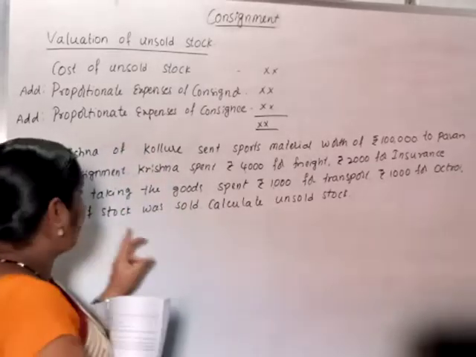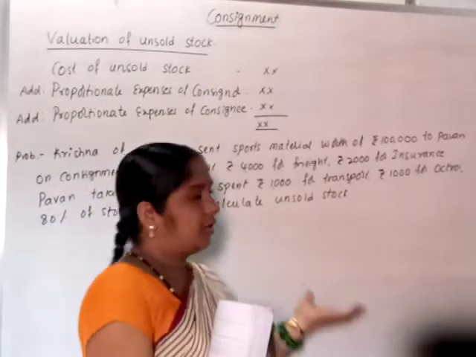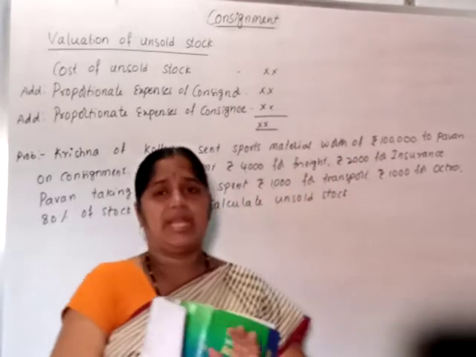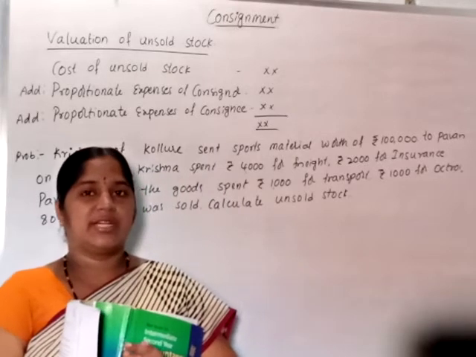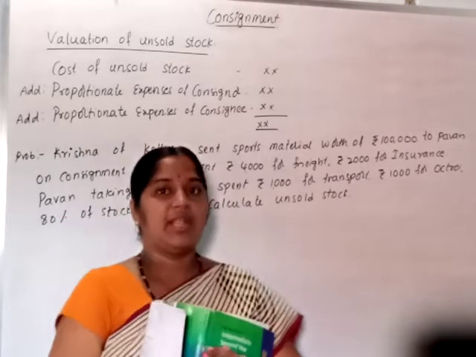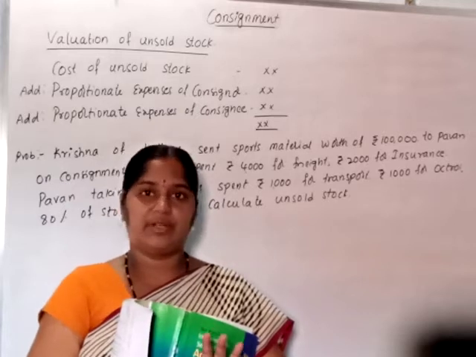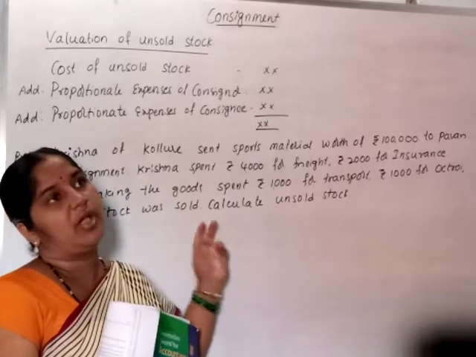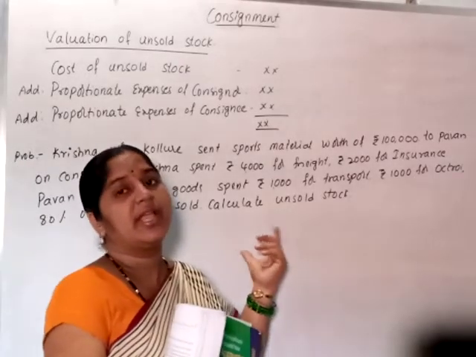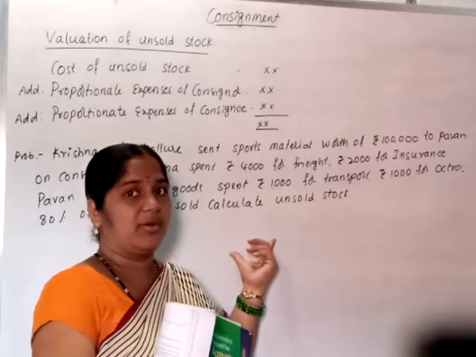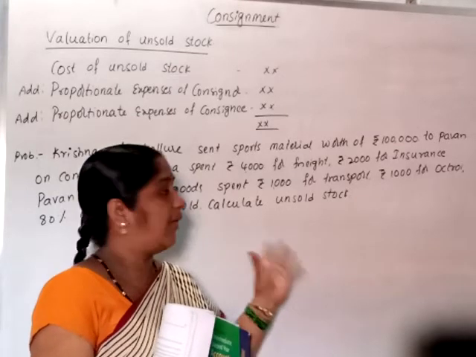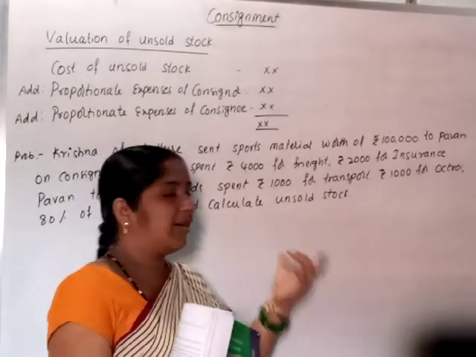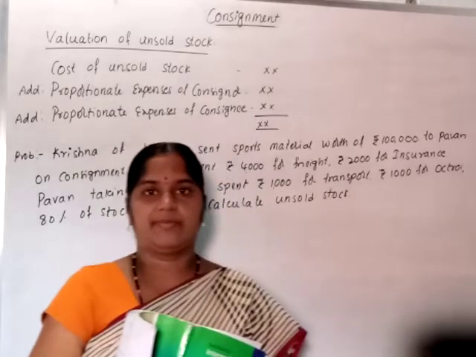Now, 80% of the stock was sold. Whatever goods he sent, for example, is 100%. The goods sent on consignment value here is 1 lakh rupees, so treat that 1 lakh as 100%. Out of that 100% he sold only 80%. Out of that 1 lakh, he sells only 80%. We don't know how much value that is; we have to find out now. So 80% of the stock was sold, and what is left over unsold? 20%.